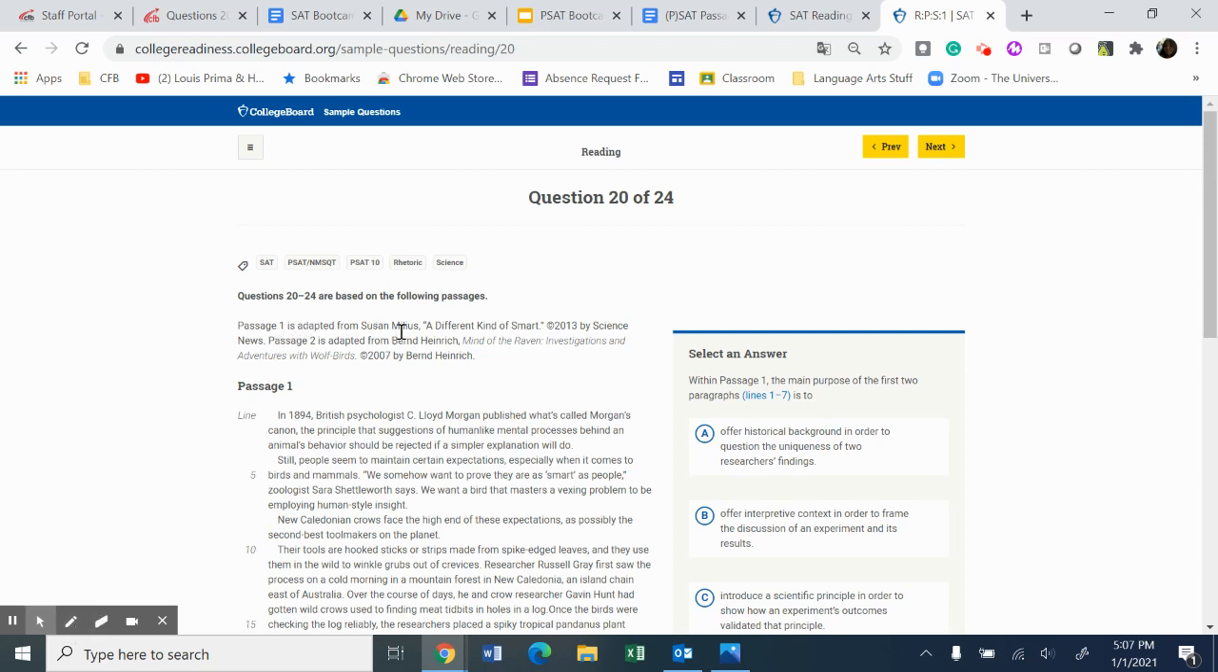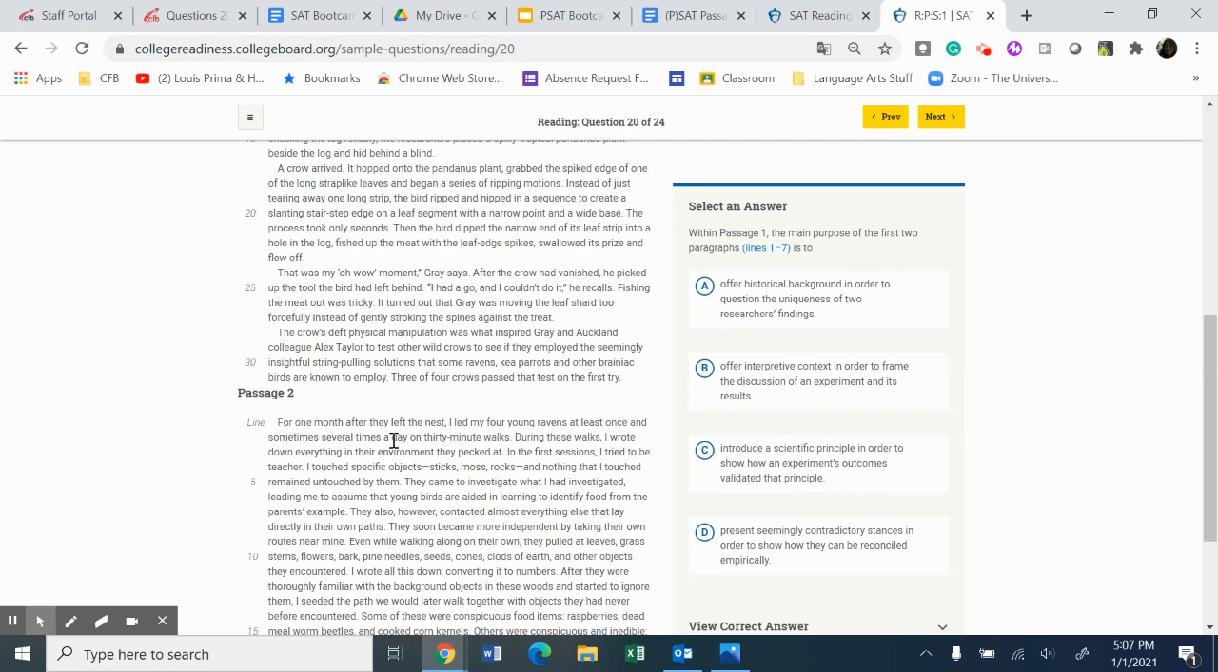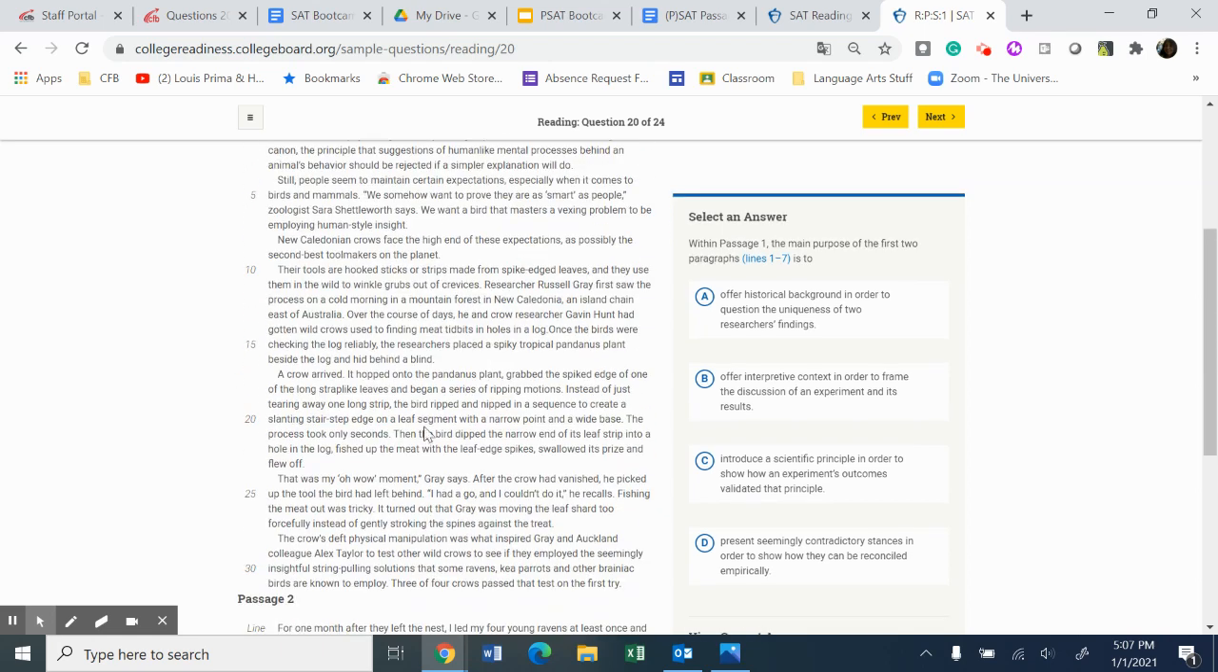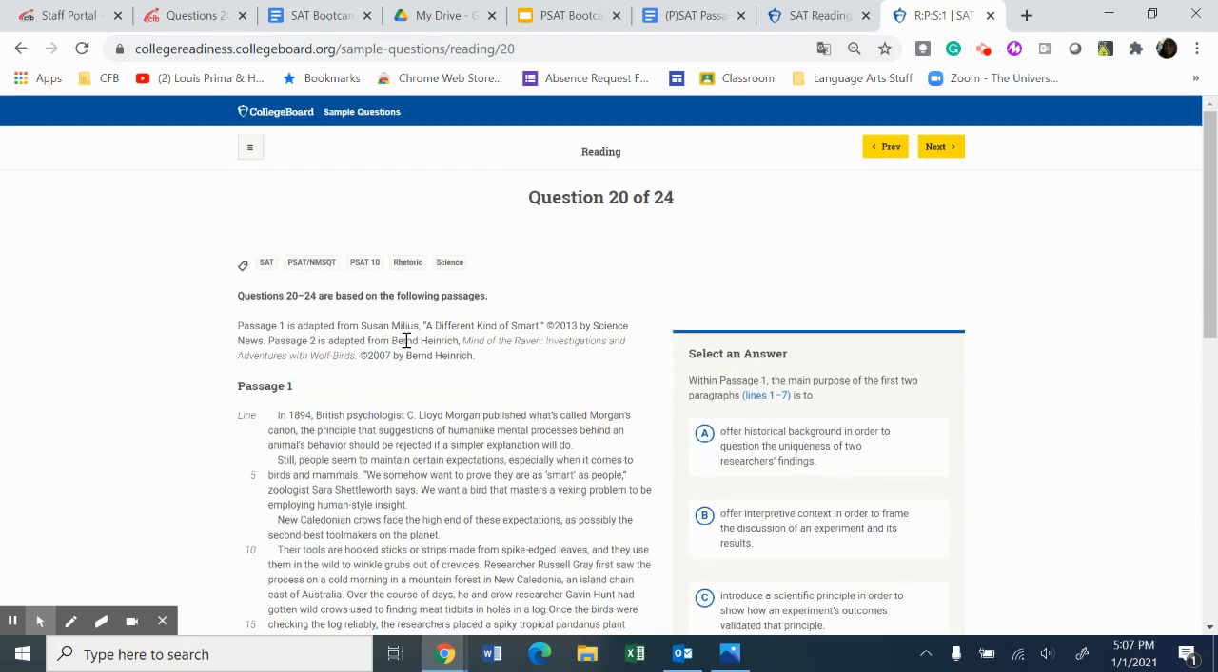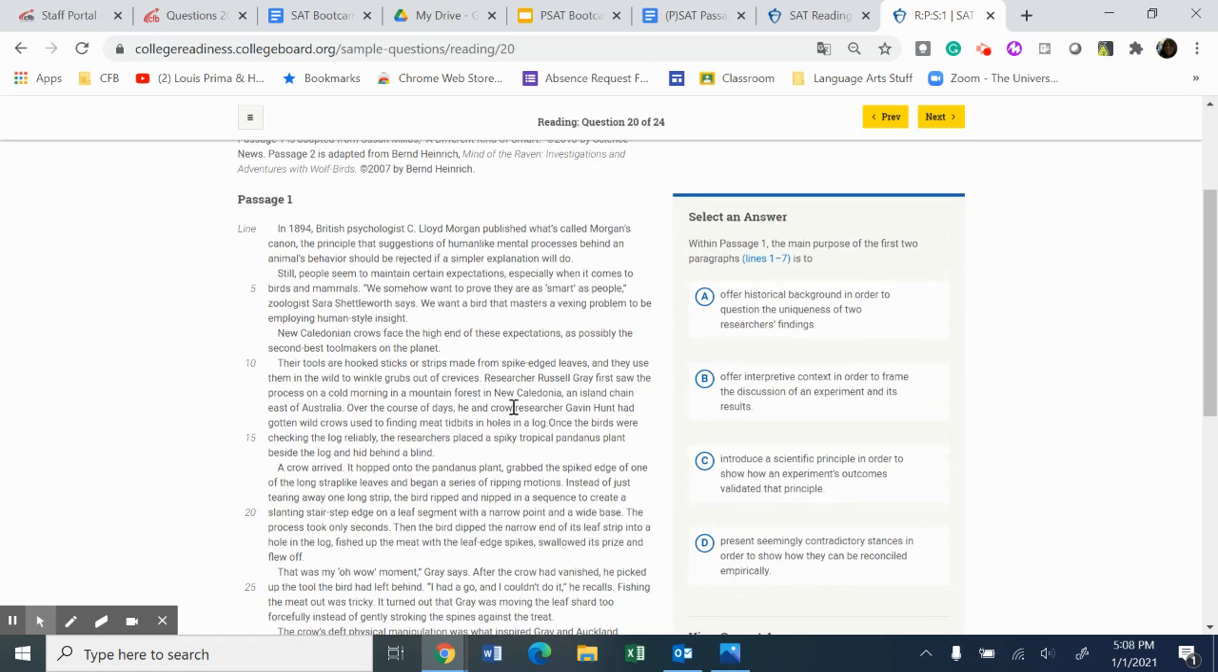Passage 1 is adapted from Susan Milius, A Different Kind of Smart, from 2013 by Science News. It's some sort of science journal or science magazine. Passage 2. Oh, okay, cool. We have a paired passage here. It was adapted from Bernd Heinrich, The Mind of the Raven, Investigations and Adventures with Wolf Birds. Okay, so this is a paired passage, both about birds.